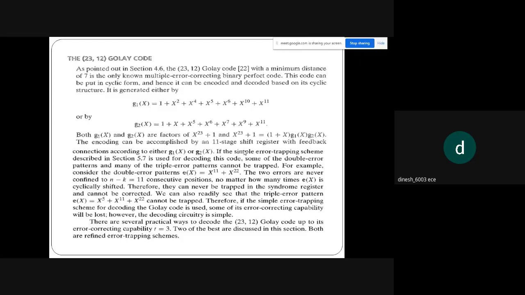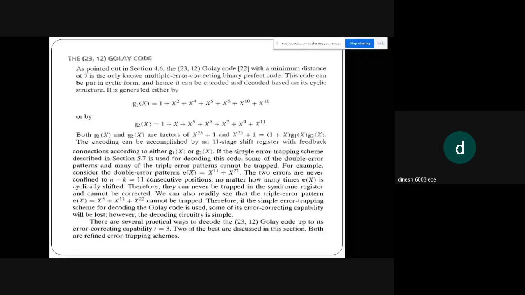By either this generator polynomial g1 of x, x power 11, x power 10, x power 6, x power 5, x power 4, x power 2 plus 1, or by the generator polynomial g2 of x, x power 11, x power 9, x power 7, x power 6, x power 5, x plus 1.